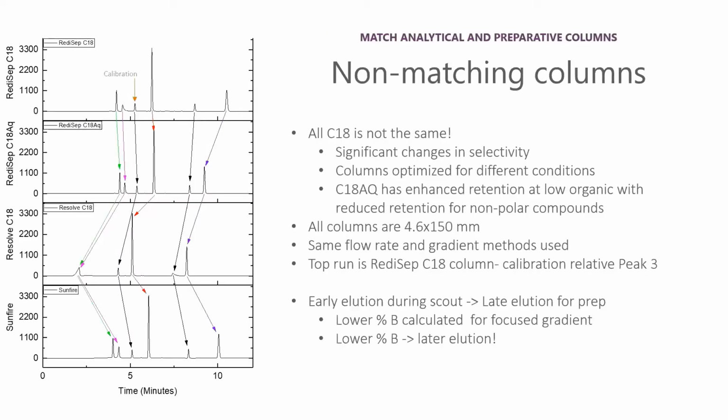One more thing that affects all gradient calculations is the use of non-matching analytical and preparative columns. All C18 is not the same. The runs used the same scouting gradients in the example on the left. All of the columns were the same size and the same samples were used. The elution on these columns is very different. The different retention times would generate very different solvent compositions for the preparative runs, which doesn't matter if the columns have matching chemistries.